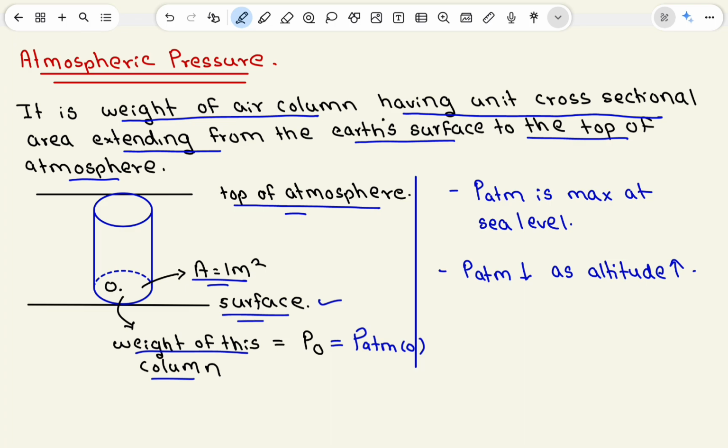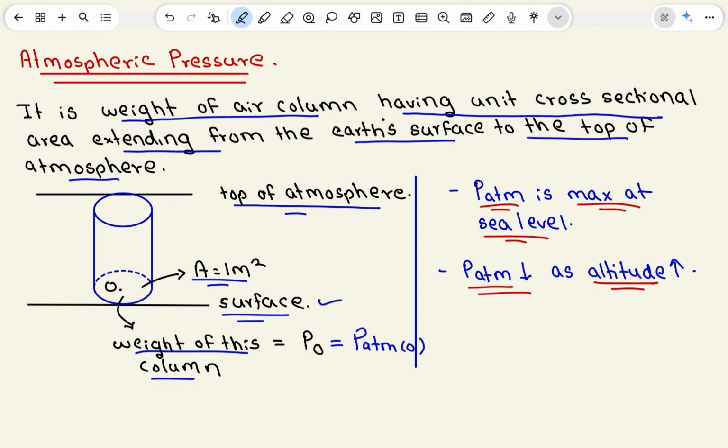Now, there are some important points that we must remember about the pressure exerted by the atmosphere. The first important point is that the atmospheric pressure is maximum at sea level, and the atmospheric pressure decreases as altitude increases, which means as we go to some height above the Earth's surface, the atmospheric pressure exerted by the atmosphere on us goes on decreasing.